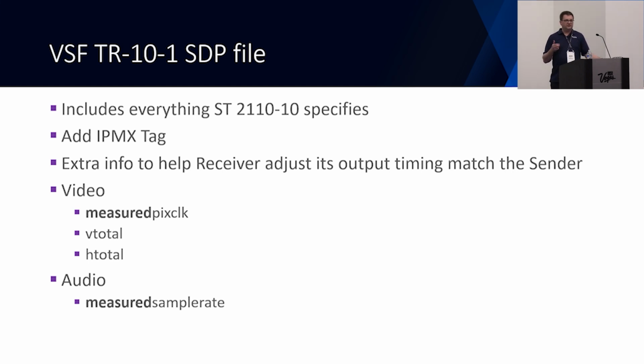So let's say that you want to send 60 Hz video. In practice, because of the components and the precision of your device, you might be sending 60.0001 Hz video. So IPMX says in the SDP file, you have to say the real clock you are using. So you will say 60.0001 Hz. That will help the receiver to recreate your timing.